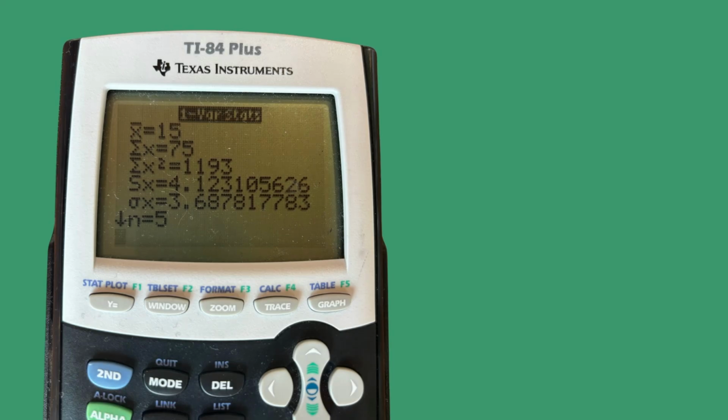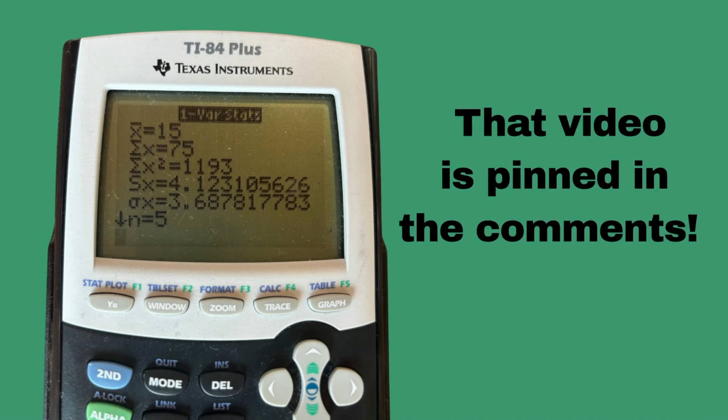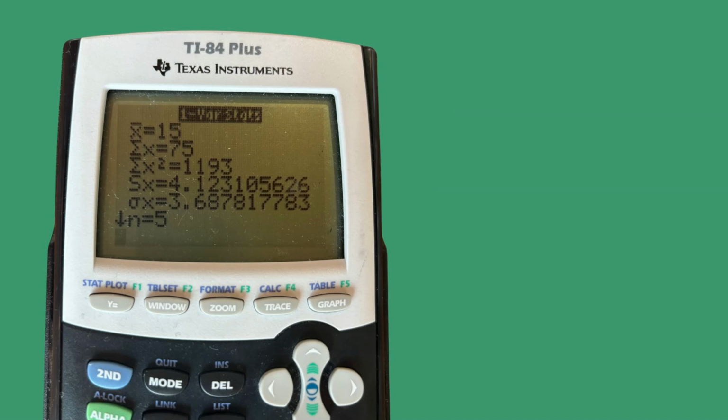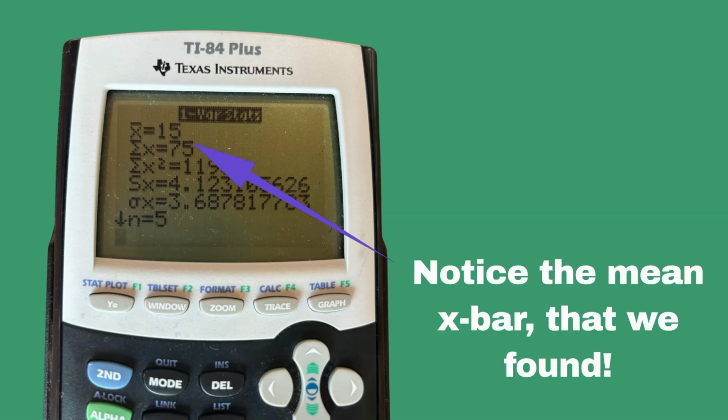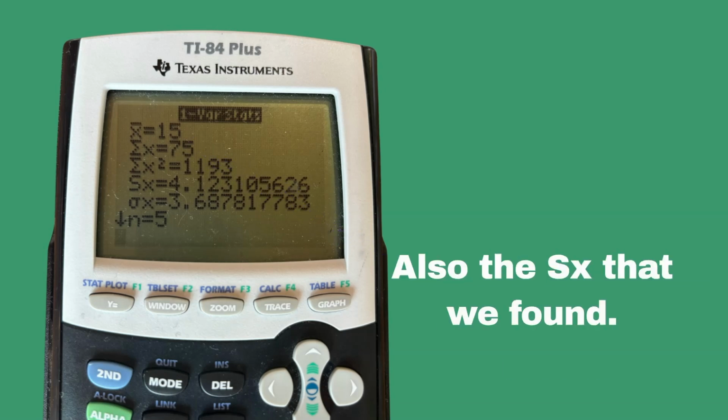Then the next thing that we want to talk about is how you could see this on a calculator. So if you haven't looked at the video on how to calculate one variable stats on a calculator, I encourage you to watch that video, because it goes through step by step how you put the data into the calculator, and then you run one variable stats. And when you do run one variable stats, you're going to come up with this menu of different things, and you're going to see SX.